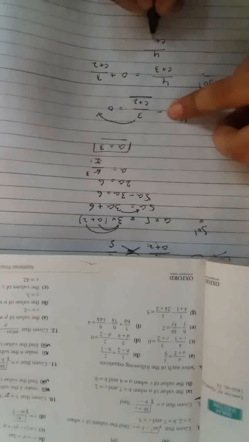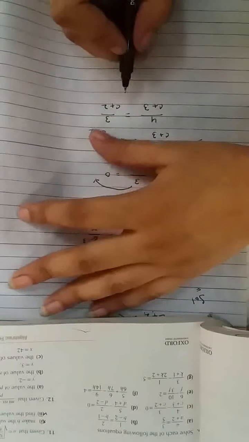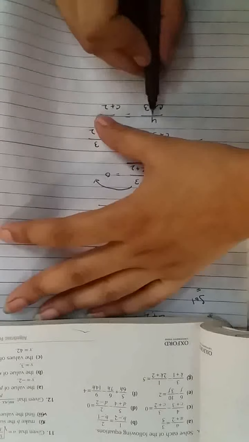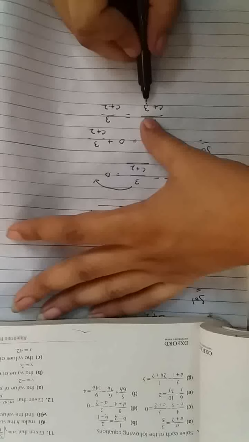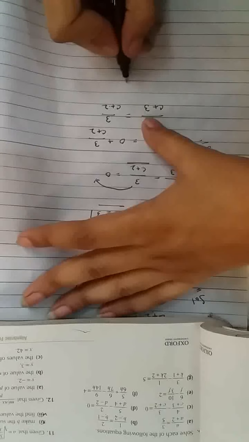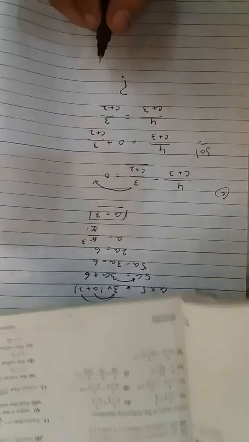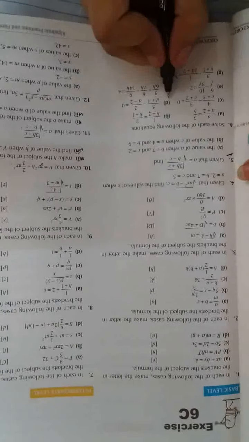4 divided by c plus 3 equal to 3 divided by c plus 2. Now we multiply 4 by c plus 2, this is cross multiplication, and 3 multiplied by c plus 3. Okay, now we solve by cross multiplication. Okay, now you solve it and find your answer. Similarly D part is the same.